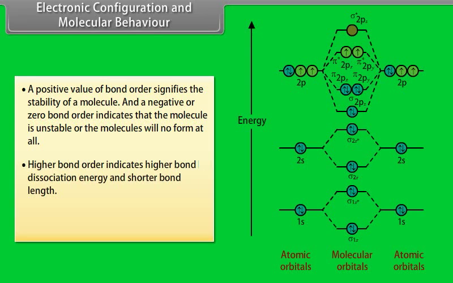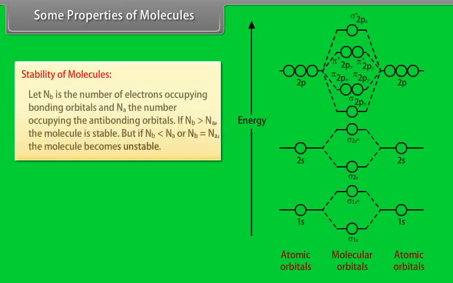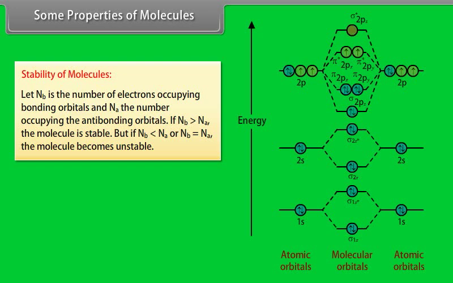Higher bond order indicates higher bond dissociation energy and shorter bond length. Bond order indicates the number of covalent bonds in the molecule. Some properties of molecule. Stability of molecule. If Nb is the number of electrons occupying bonding orbitals and Na is the number occupying the anti-bonding orbitals, if Nb is greater than Na, the molecule is stable. But if Nb is less than Na or Nb is equal to Na, the molecule becomes unstable.